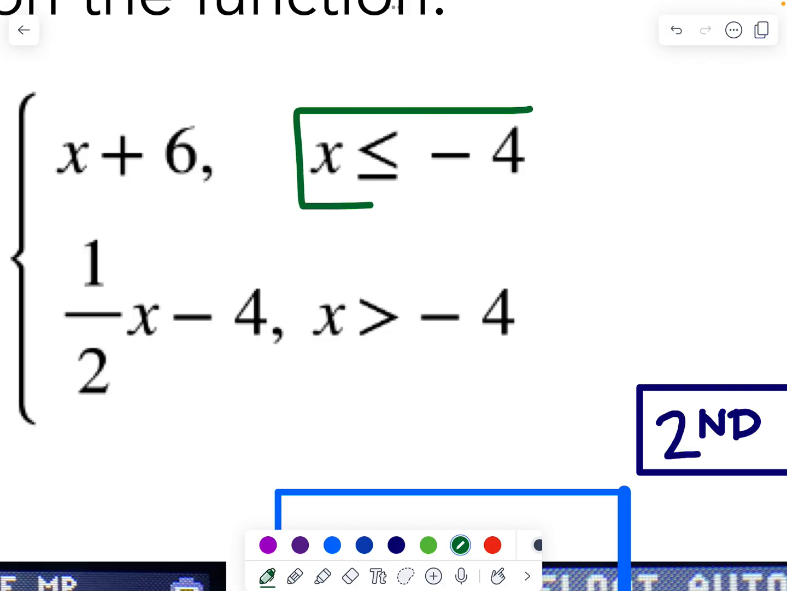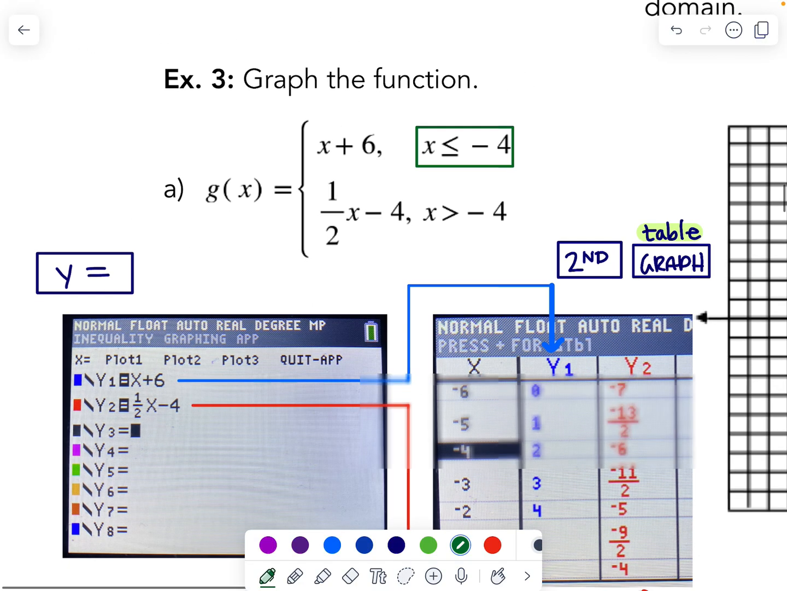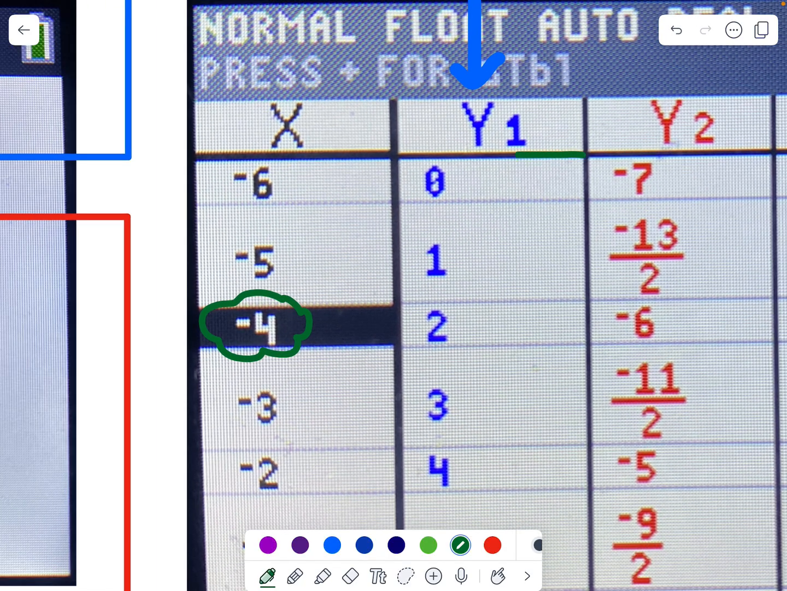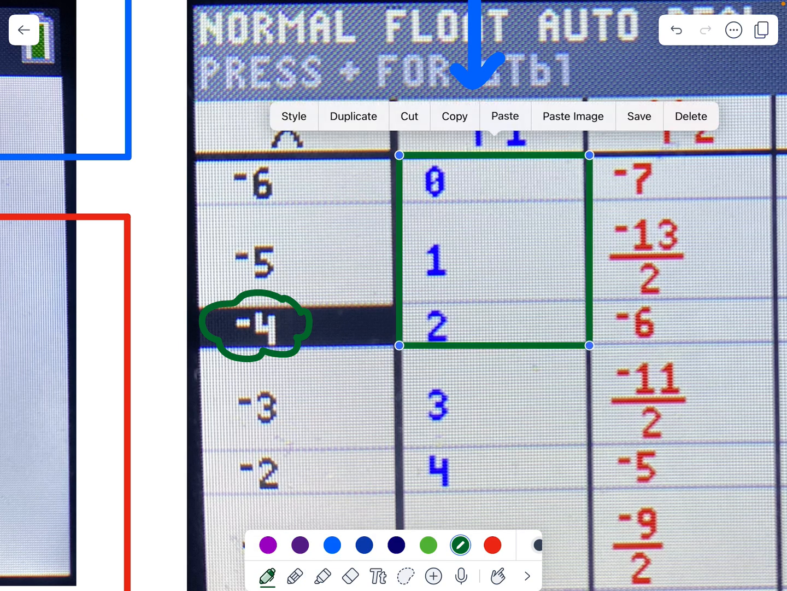So first, we only want to keep our first equation, or we only say it's valid for this function, when x is less than or equal to -4. So if we go over here, and I purposely put my cursor at the -4, we only want the points for this first equation from -4 and below, which would be -4, -5, -6, and on.